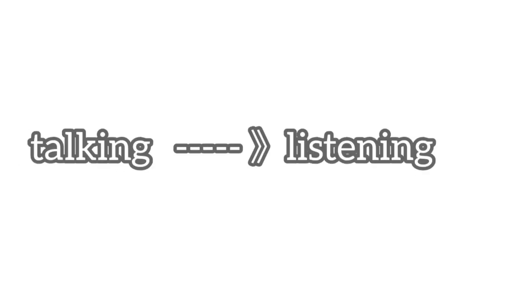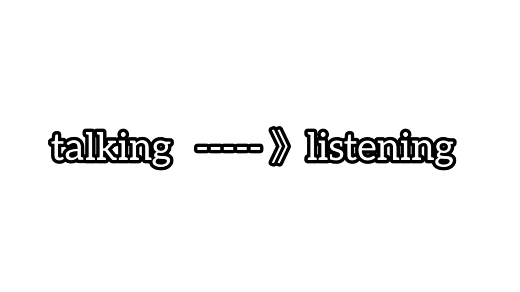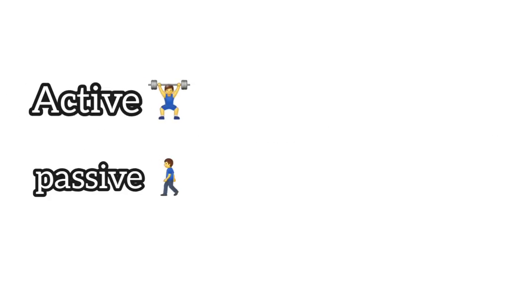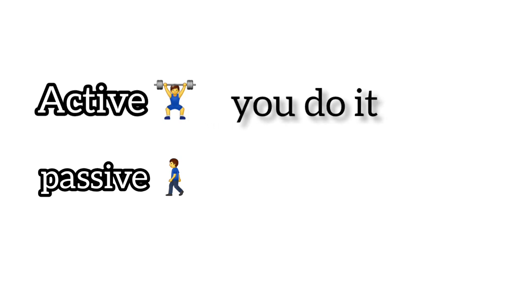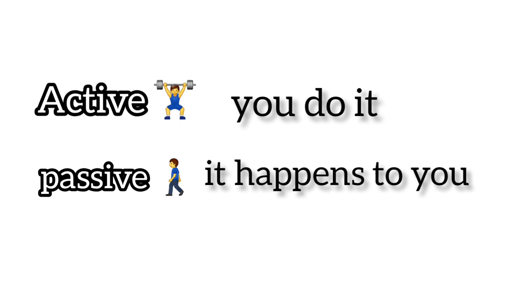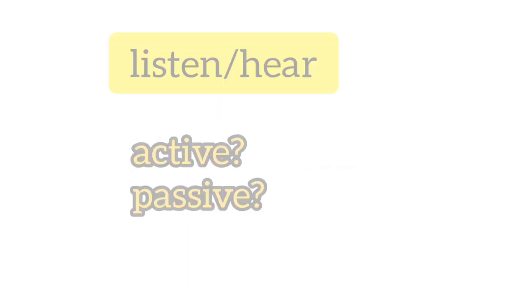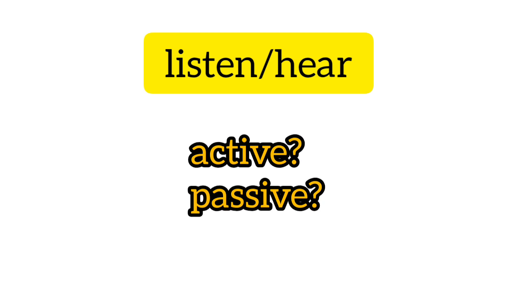So, guys, this was talking. Now, what about listening? In English, we like to say active and passive. Active means you're actually doing it. On the other hand, passive means it happens to you. In the case of listen and hear, what is active and what is passive? Let's figure it out. I'm going to give you a sentence and you figure out which one is passive and the other, obviously, is active.